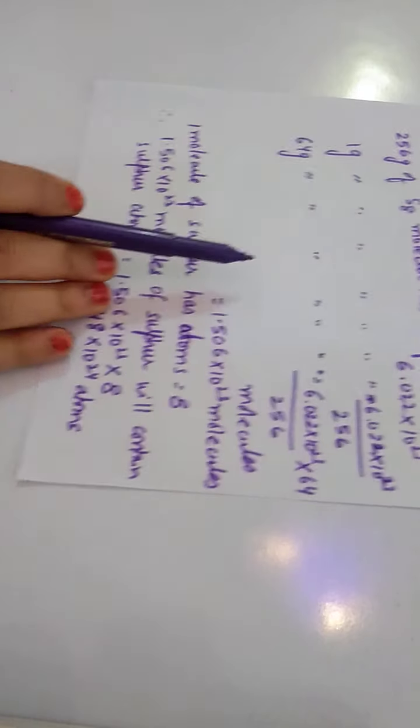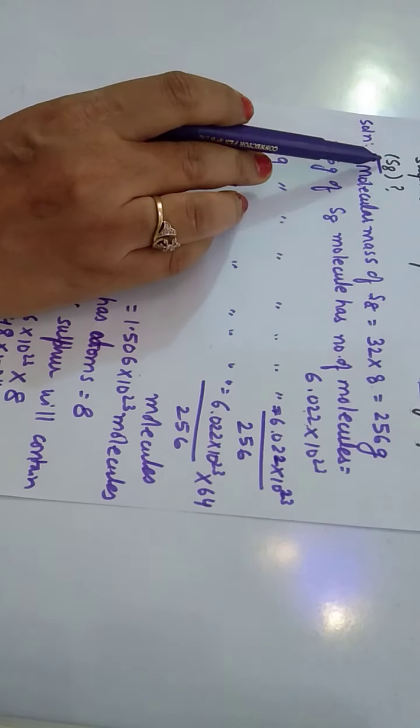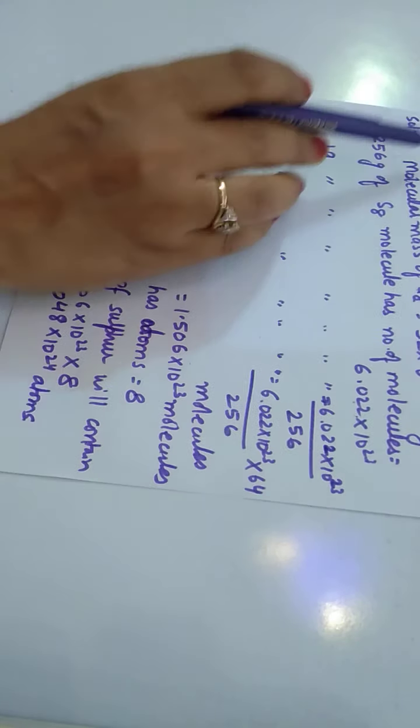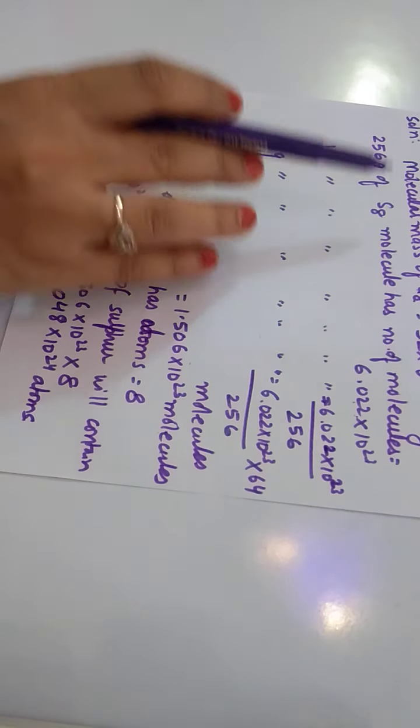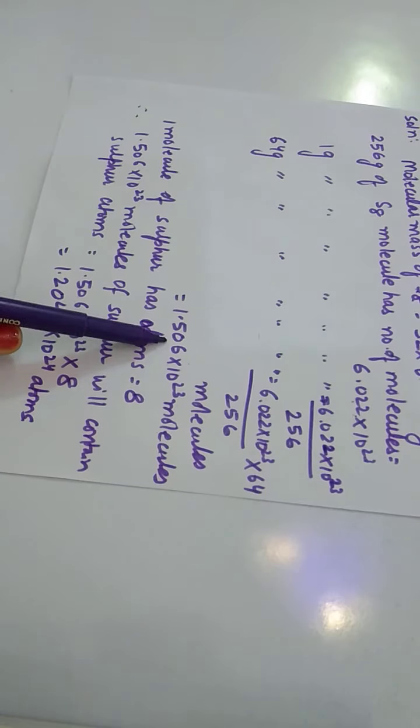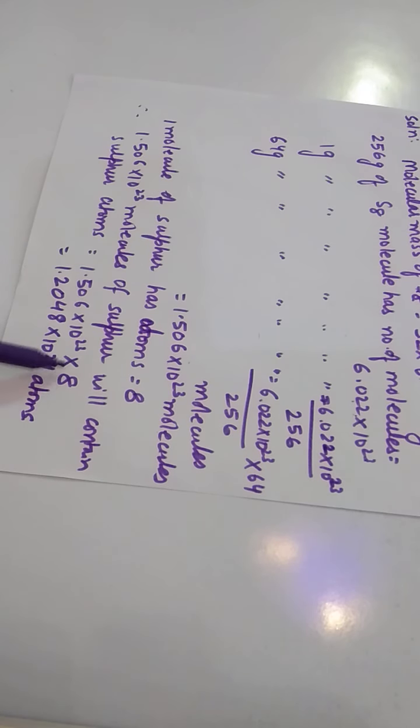Now atoms are also asked. In one molecule of sulfur there are 8 atoms. So this is the number of molecules. So you will multiply it by the number of atoms, that is 8. So the number of atoms came out to be 1.2048 into 10 to the power 24 atoms.